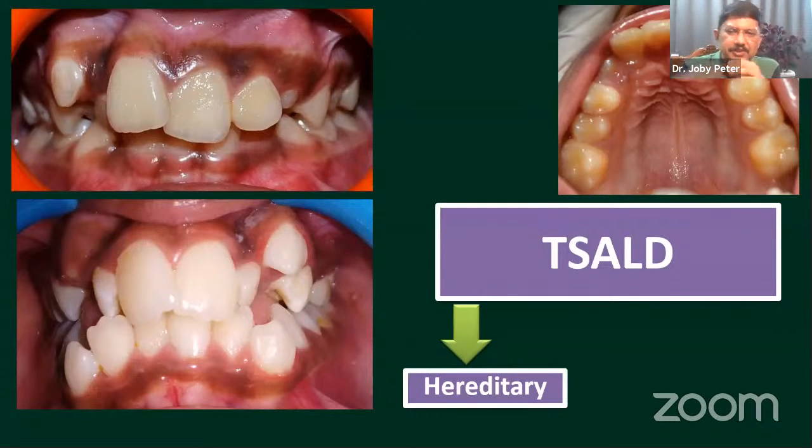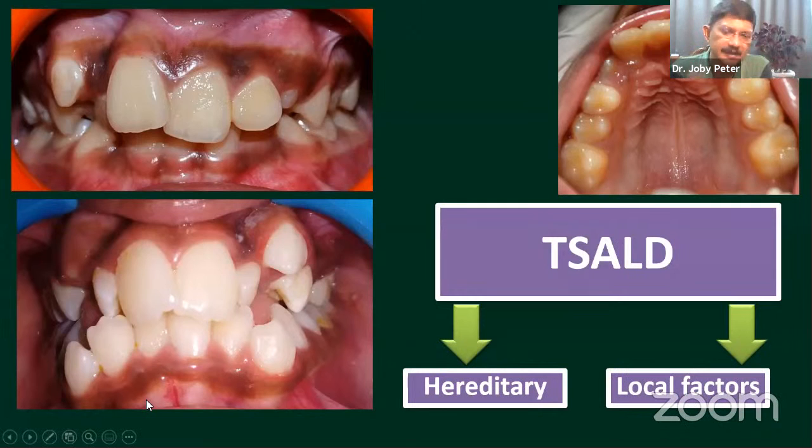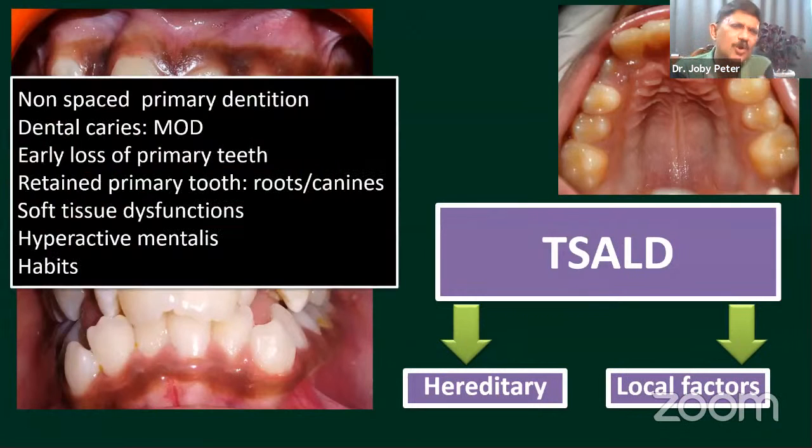So the majority of things are local factors, which I already covered. Local simple factors which don't require any other diagnostic protocol. One protocol is called functional analysis, or just look into the patient nicely, like non-space primary dentition, mesiodistal caries, early loss of primary teeth, retained tooth, soft tissue dysfunctions, hyperactive mentalis, and habits. That's the most common thing that we see.